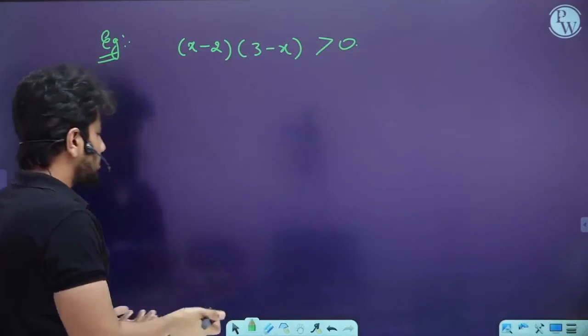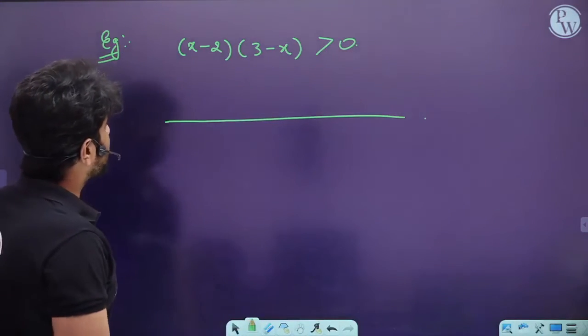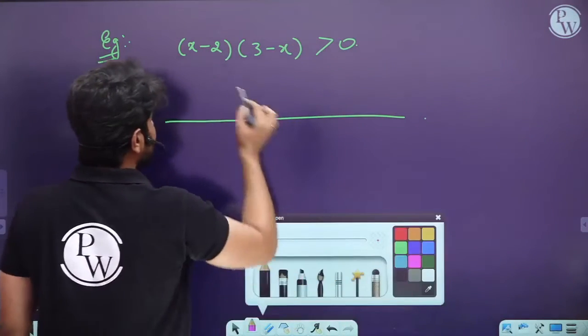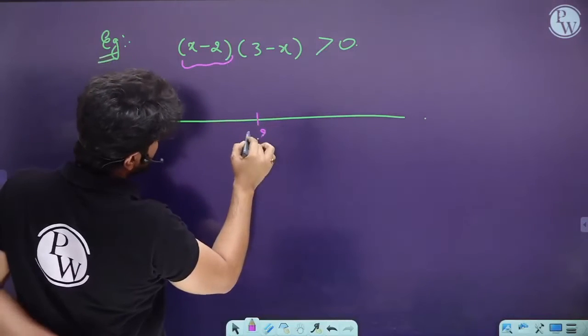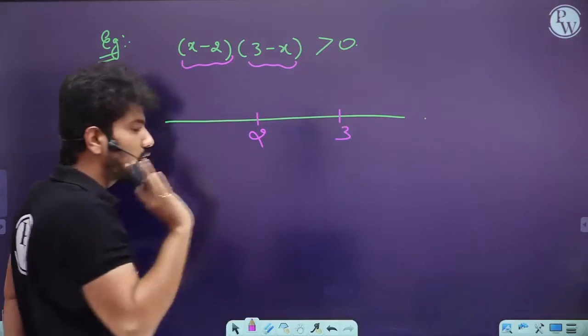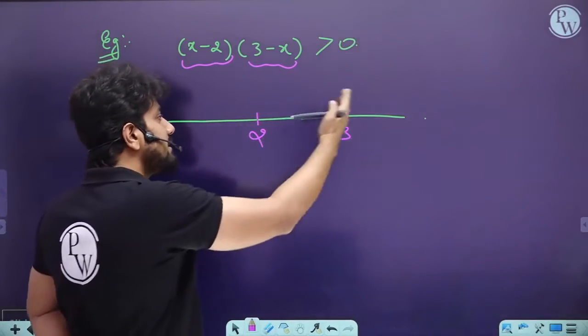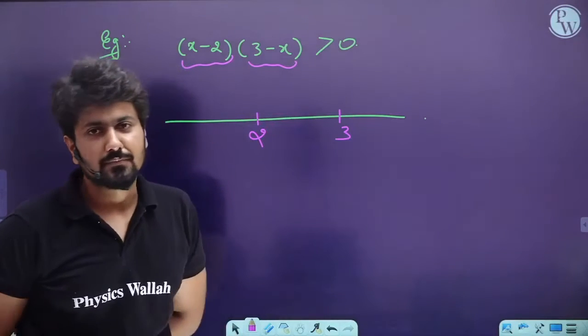Then also I can solve it. It's not that tough. Again the same thing, the critical point. I know that this factor of x minus 2 changes its sign about 2. This factor of 3 minus x changes its sign about 3. Right? Now, in the extreme right, what do I put?